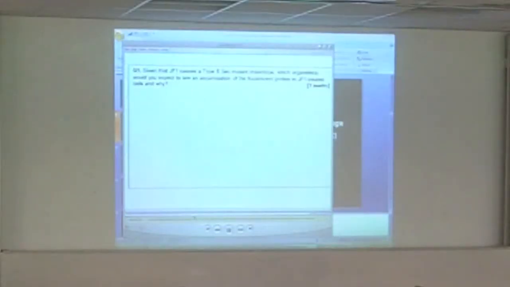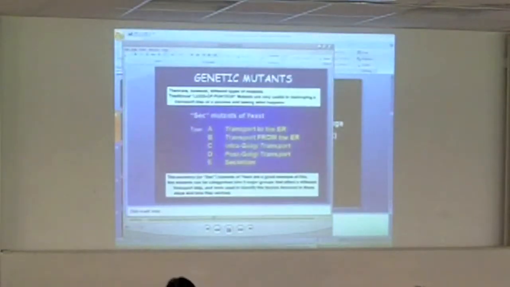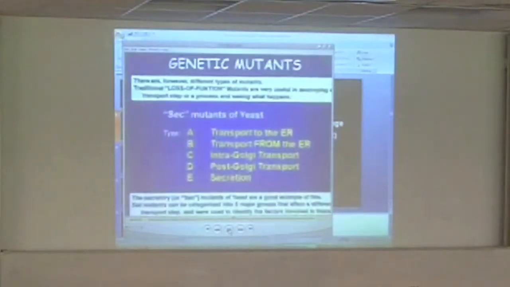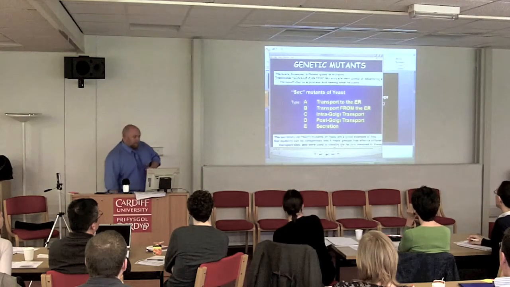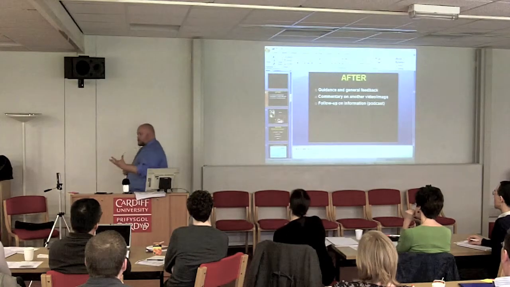Well, the way to find out that bit of information is if you have a look at the tutorial again. This little section here talks about different types of genetic mutants. These were usually found in yeast, and there's different types of secretory mutants or sec mutants. Type B sec mutant stops transport from the endoplasmic reticulum. Okay, so that was just guiding them towards the sorts of areas they should have gone to find the information.